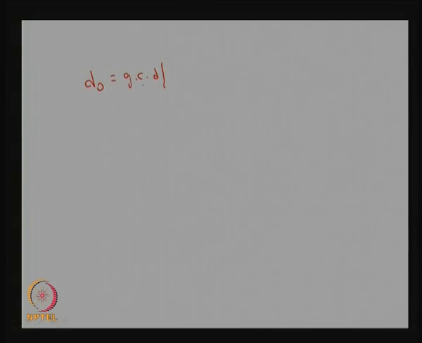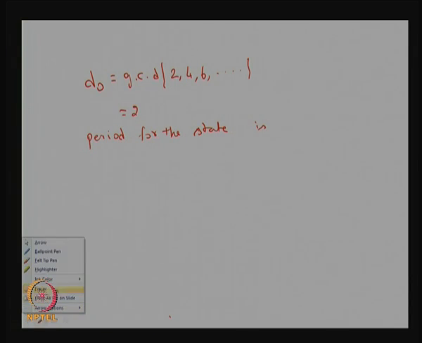So, the GCD of all the possible steps in which the system is coming back to the same state. So, it can come back to the same state 0 in 2 steps or 4 steps or 6 steps and so on. So, the GCD is going to be 2. That means the period for the state 0 is 2.